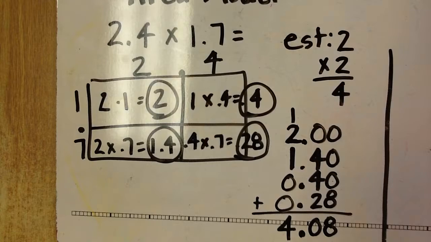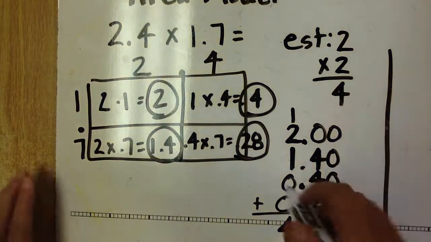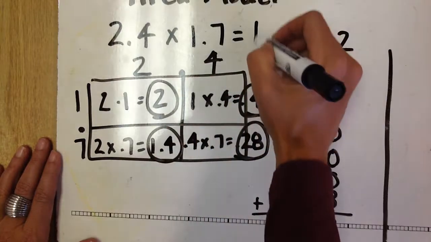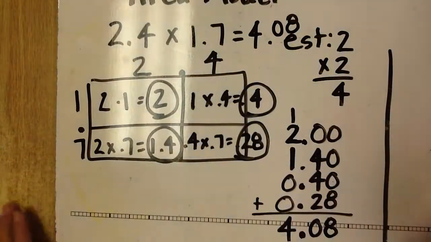And when I compare my actual answer to my estimate, then I can tell that it is reasonable. So 2 4/10 times 1 7/10 will give me 4 and 8 hundredths. So the area model is one strategy you can use to multiply a decimal times a decimal.